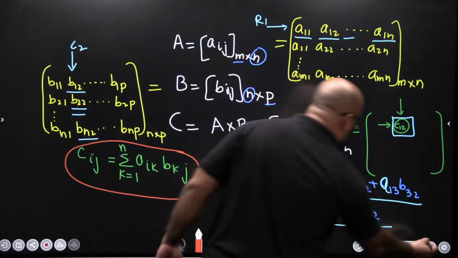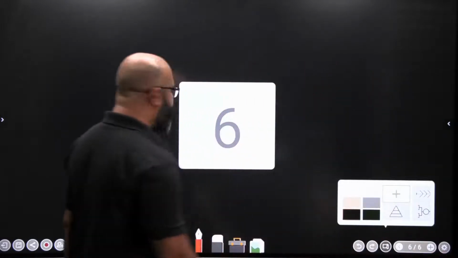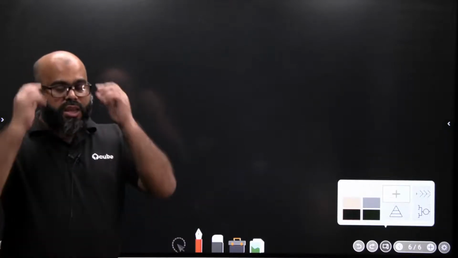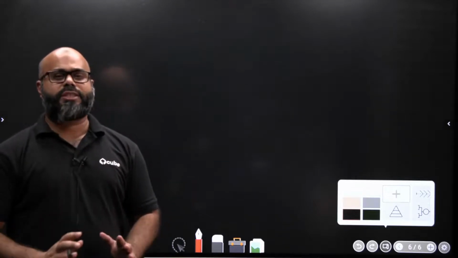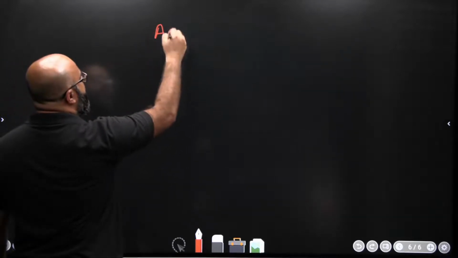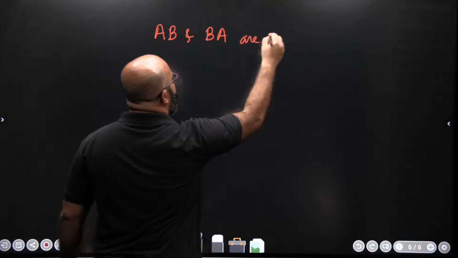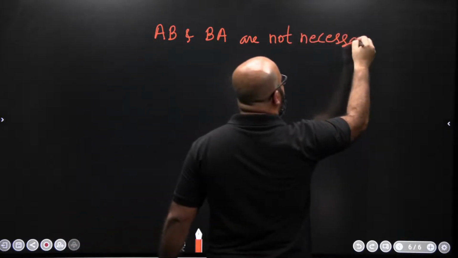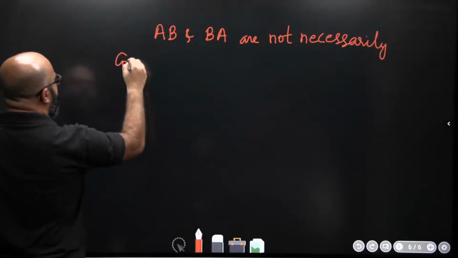Now there are some properties regarding multiplication of matrices. First, it is quite clear that matrix multiplication is not commutative. That is, even if AB and BA both exist, they are not necessarily equal. A into B and B into A are not necessarily commutative.